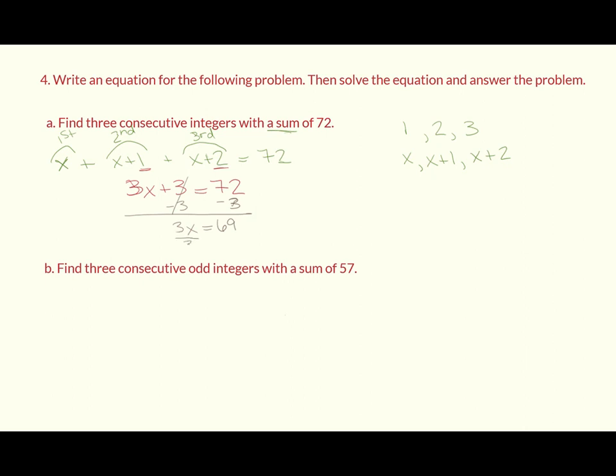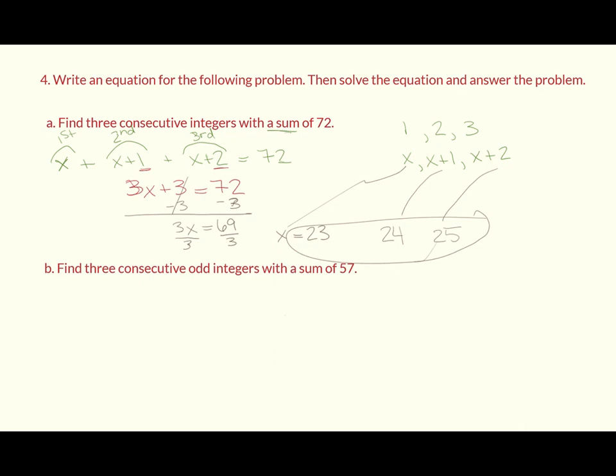Divide both sides by 3. And I would get x equals 23. But that's only one of the integers. So if x equals 23, then x plus 1 equals 24, and x plus 2 would equal 25. So those are my 3 consecutive integers that all add up to 72. And to check, you can add them up and make sure.